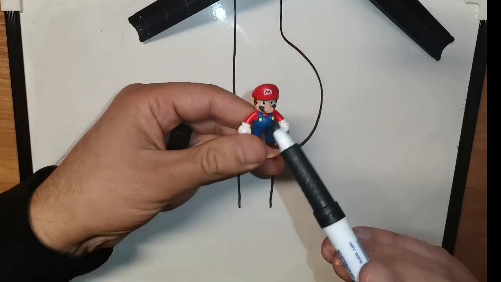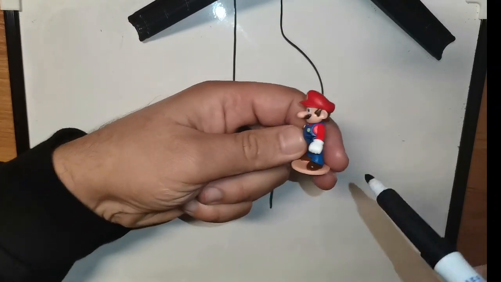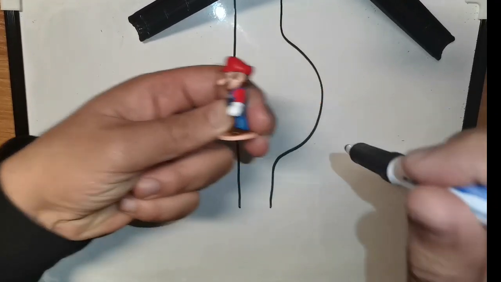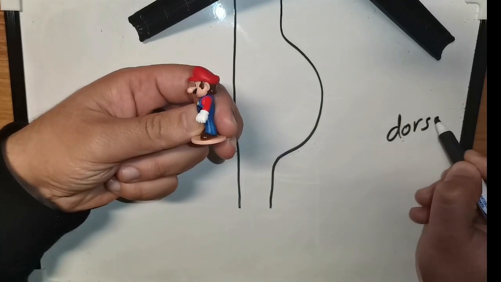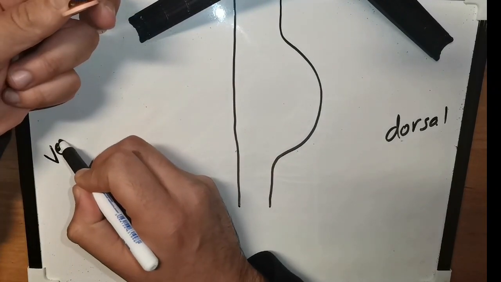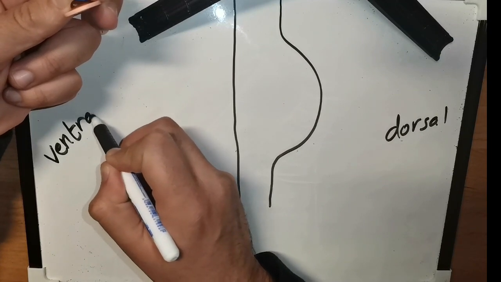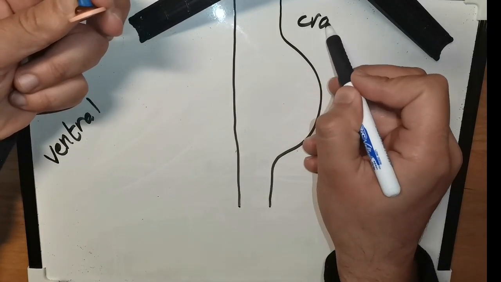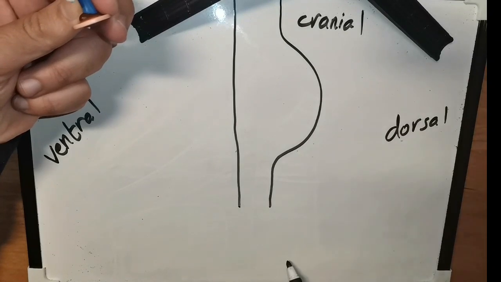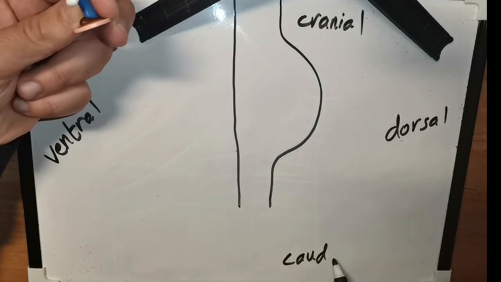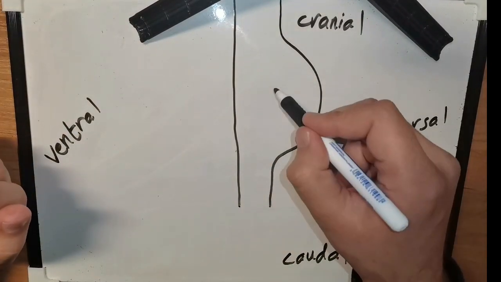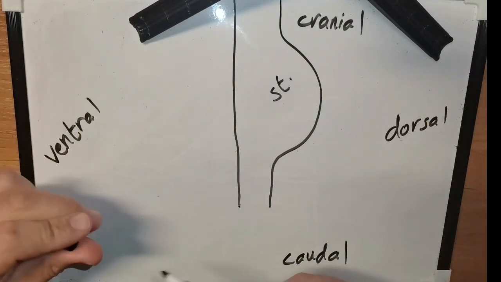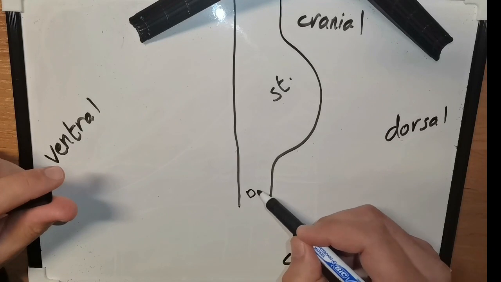Okay, so now this is the foregut, and we are looking at the embryo from the side. So this is the dorsal side. This is the ventral side. This is cranial, or the cranial end, and this is the caudal end. This is the stomach, or the primitive stomach, and this is the primitive duodenum.